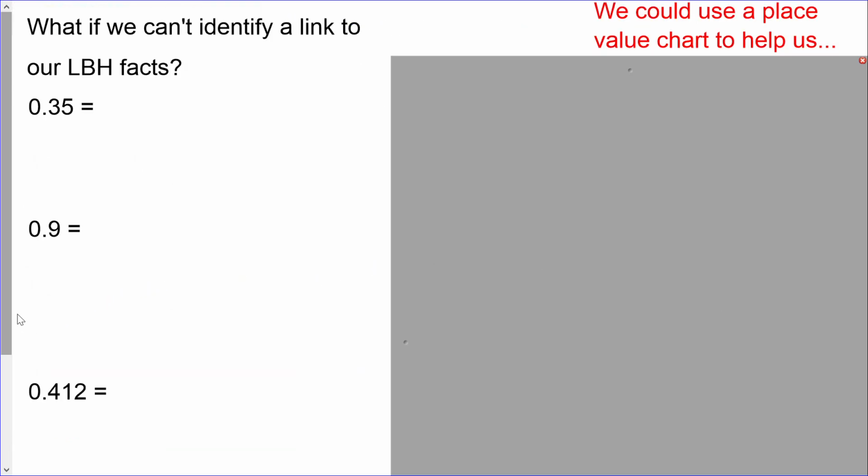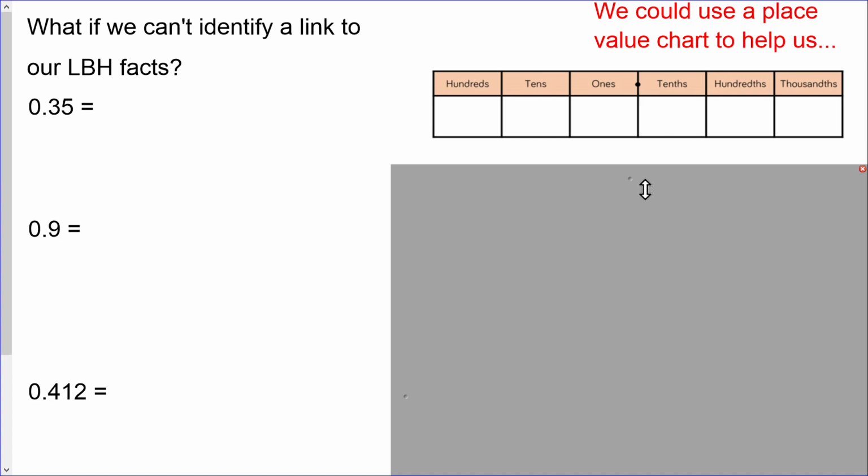What if we can't spot a link though? Because it's all good us saying, yeah, well, you just look for a link between learn by heart facts and then you'll get your answer. But what if we can't? What if we've got a number and there might be a link there, but we might not be able to see it? So let's see how we would do that. And it becomes very simple if we just use a place value chart to help us. And I'm going to show you how we do that now.